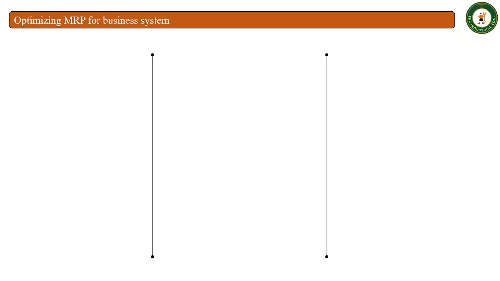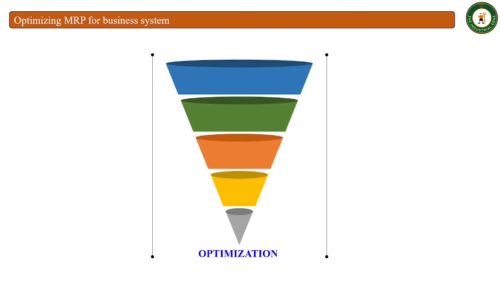Now next we are going to discuss optimizing MRP for business system. Optimizing a material requirement planning system for a business involves a systematic approach that combines technology, processes, and people to improve efficiency, accuracy, and overall performance. Here, a step-by-step guide to optimize MRP for your business system is provided. So we discuss the steps one by one.